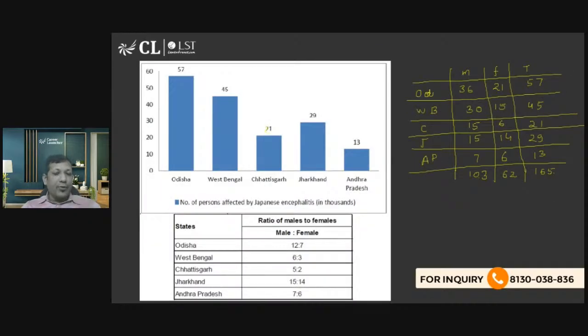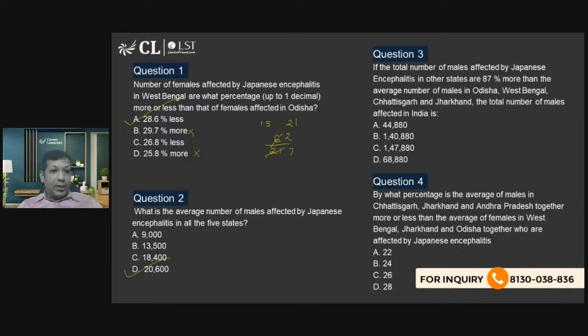Okay, listen very carefully. Total number of males are 103. In AP, there are 7. So if I remove AP, because the question is not talking about all 5 states, it is talking about only 4 states. So summation of these 4 states becomes 96. Divide by 4, average comes out to be 24. Everyone is clear till this point?